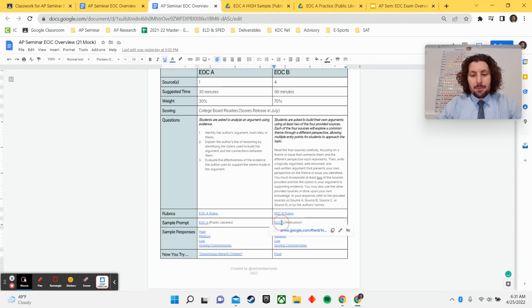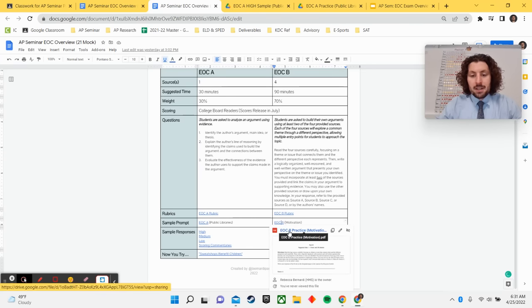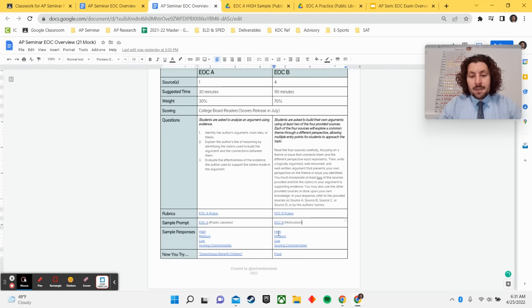You can look at the sample here. The theme is motivation. If you would like to kind of skim through that and get an idea, you may do so. There's also high, medium, and low scoring responses. And then the practice one that you are going to be writing about, the theme is about food. So different ways to improve food and reduce food waste.